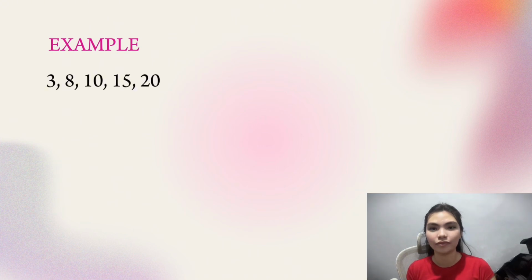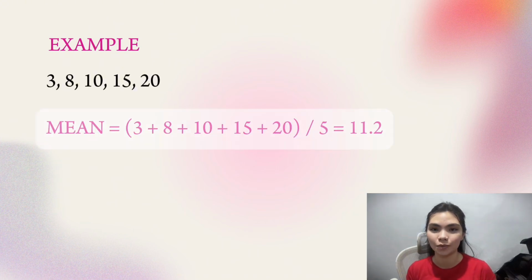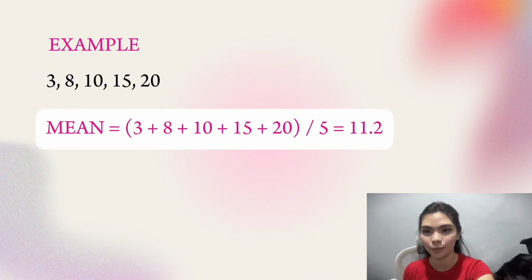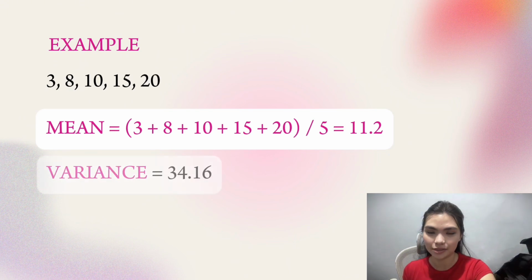So let's work through an example. Data is 3, 8, 10, 15, and 20. The mean is equal to 3 plus 8 plus 10 plus 15 plus 20 divided by 5, which is equal to 11.2. Now, we subtract the mean from each value, square it, and then add them up. And then after that, we divide it by 5. That gives us the variance.